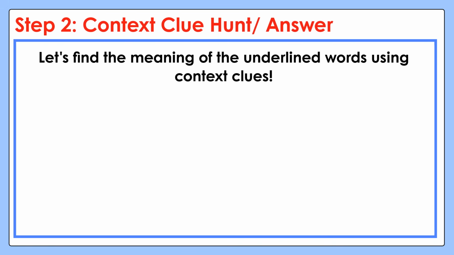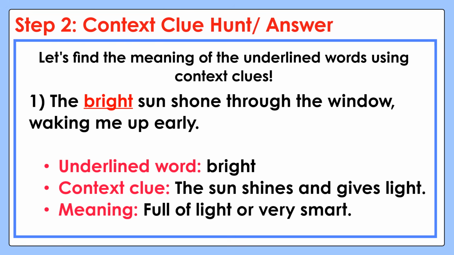Let's find the meaning of the underlined words using context clues. First, the bright sun shone through the window, waking me up early. The underlined word is bright. The context clue: the sun shines and gives light, meaning full of light or very smart.